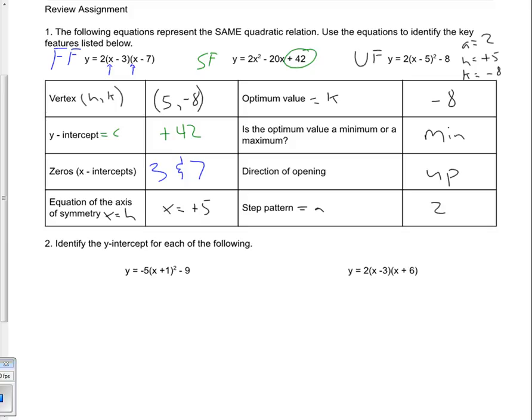So by going through that, you can determine a number of different pieces just based solely upon the information that's given to you in the three forms of the parabola.